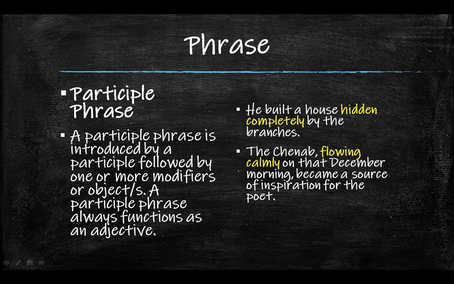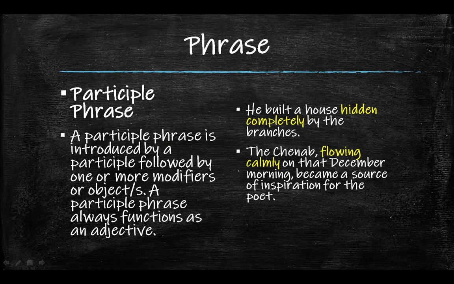The Chenab, we're not saying that the Chenab was flowing. We're saying that the Chenab became. The Chenab is the subject, and what is the verb attached with that subject? That's became. Flowing has got a different job over here. It's modifying Chenab. It cannot be a gerund because in this position, almost in the start of the sentence, it could be the subject of the sentence. Then we would have called it a gerund. But the subject is the Chenab.